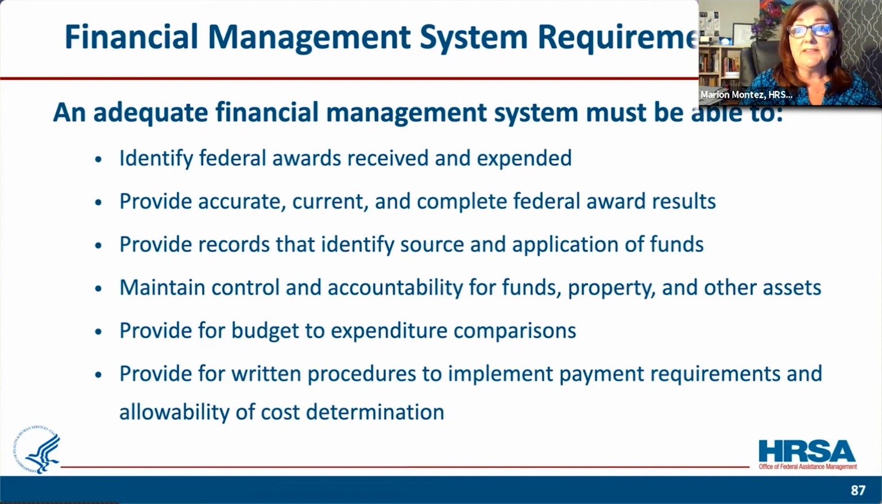Your system must have the ability to maintain effective control over and accountability for all funds, property, and other assets. This may include property records, capturing the cost of the item, the source of the fund, and the location of the property. You must have the ability to provide for a comparison of expenditures with your budget amounts for each federal award, what you plan to spend against what you actually spent. A good practice would be to do this comparison at least monthly.